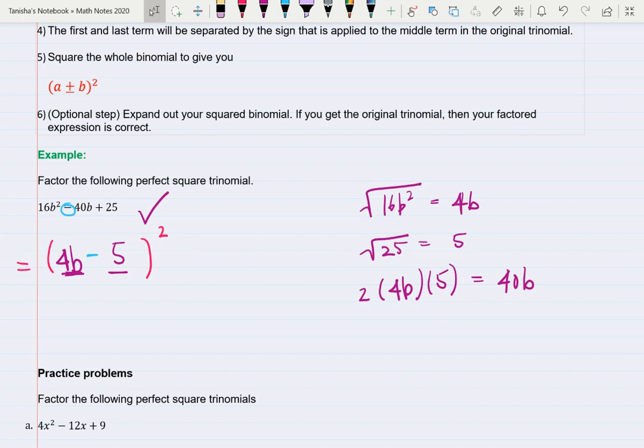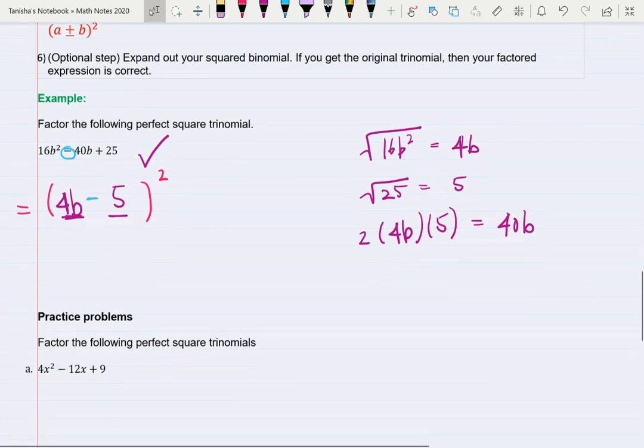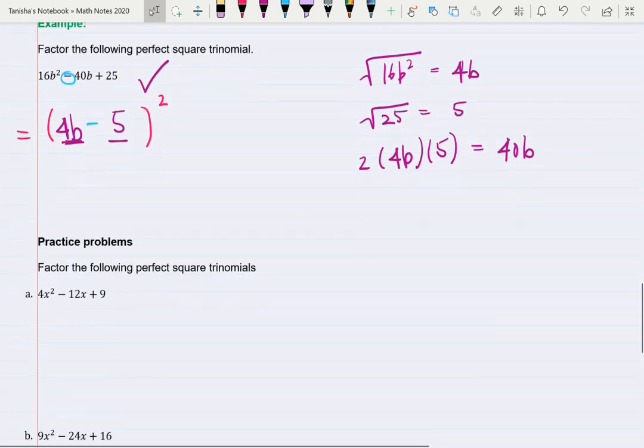Okay, so identifying it as a perfect square allows you to use this fast and efficient method of factoring in order to get your factored form. Let's try some more.